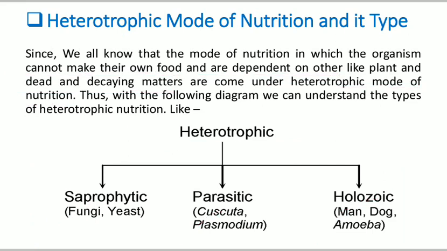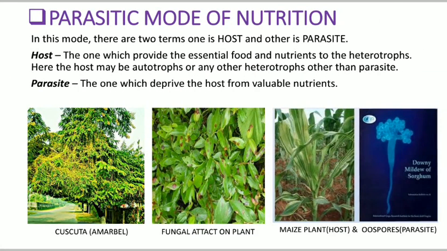Let's have an elaborate definition of the parasitic mode of nutrition. Here you can see many pictures, like cuscuta and fungal attack on plants. You might have seen this kind of thing in your daily life, right? In the parasitic mode of nutrition there are two main terms. One is the host and another is the parasite. What is the host? The one which provides the essential food and nutrients to the heterotroph. And here the host may be an autotroph or any other heterotroph.